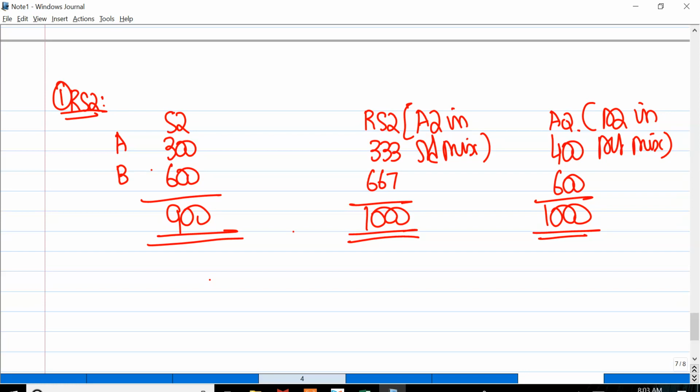Now RSQ, first explanation. RSQ is the total of actual quantity in standard mix. Example, put these three: SQ, RSQ and AQ. Whatever I have written in brackets also note down.